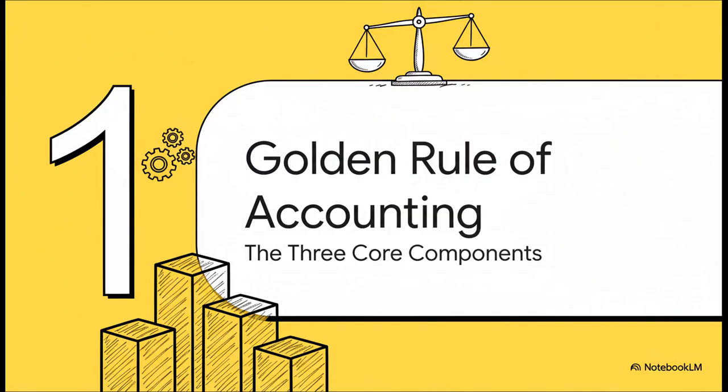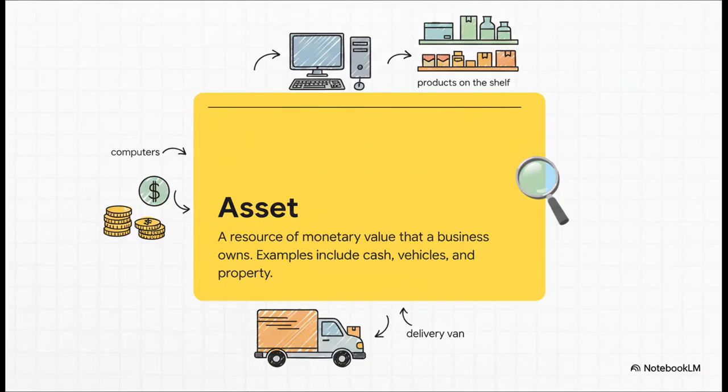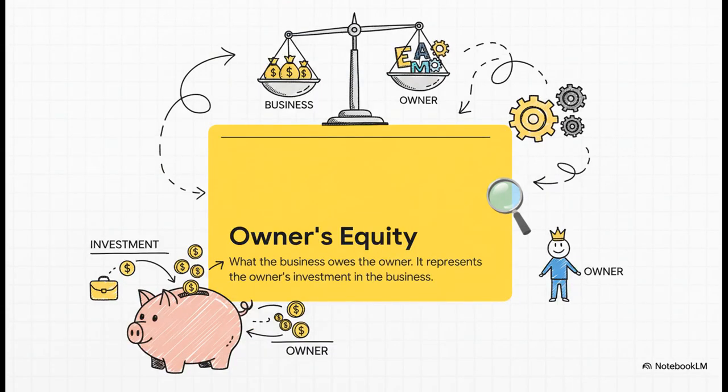So with that foundation set, let's break down the 3 core components, the 3 building blocks that make this whole thing tick. And believe me, these are the only 3 pieces you really need to know. First up, assets. Don't let the fancy word fool you. This is just all the valuable stuff the business actually owns. We're talking about cash in the bank, the company car, the inventory sitting on the shelves, anything with monetary value.